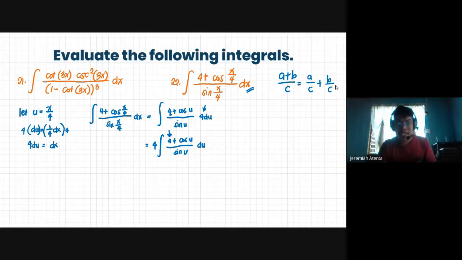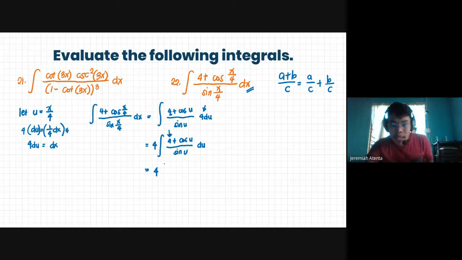If you have 4 over sine u, take note that 1 over sine is just cosecant, and we know the integral of cosecant. We also have cosine over sine, which is just cotangent, and we know the integral of cotangent. So it is easier to integrate. Therefore, in this case, we will not let v be anything, but instead we will separate the fraction.